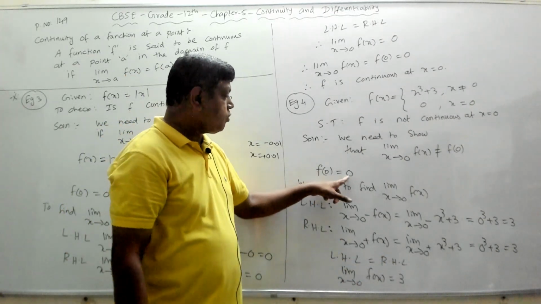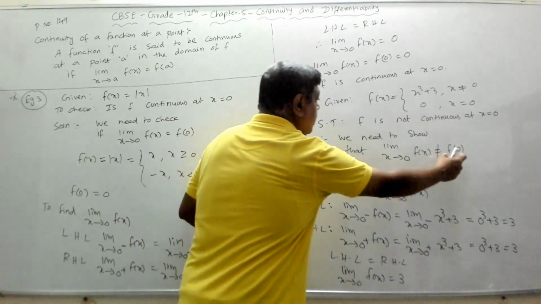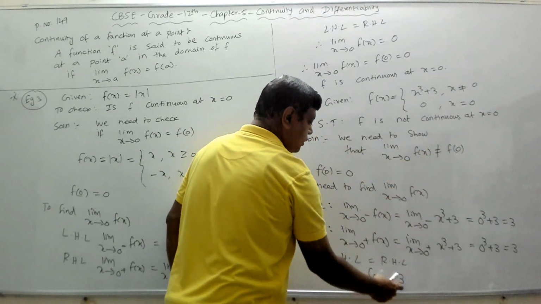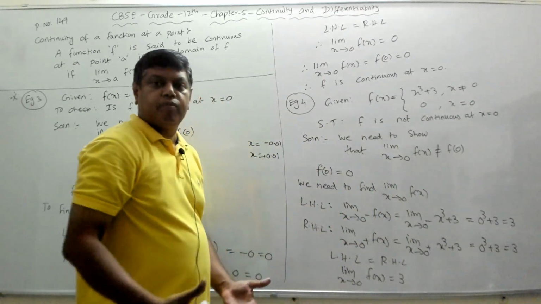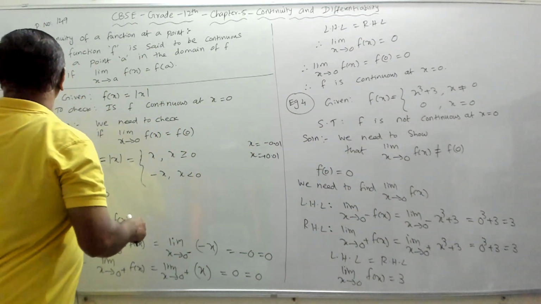Now what is f of 0? F of 0 is 0. But limit x goes to 0, f of x is 3. They are not matching. F of 0, this value is 3. Sorry, this value is 0. Limit x goes to 0, f of x is 3. So both of them don't match. And therefore, f is not continuous at the point x equal to 0.